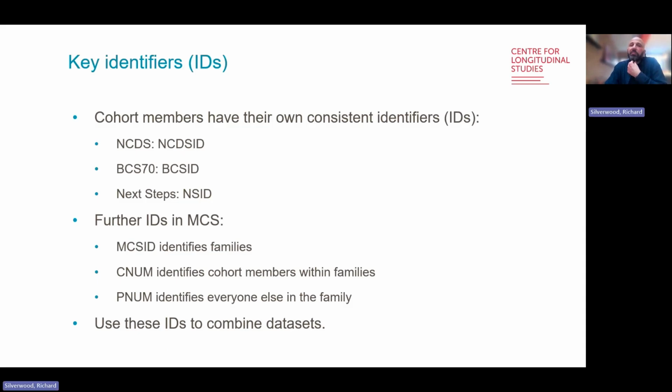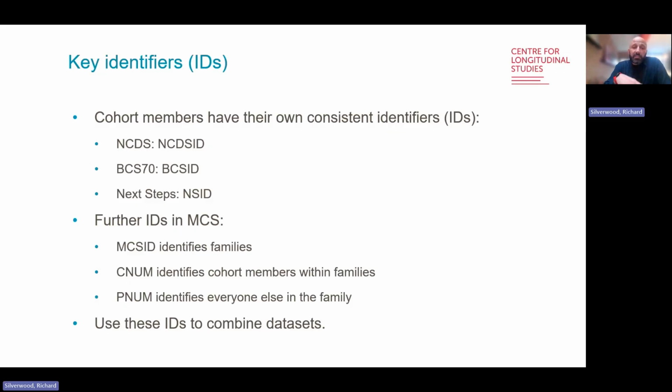Cohort members have their own consistent identifiers, which are used across the data sets within the same sweep and across sweeps. So in NCDS, BCS 70, Next Steps, there's just one identifier for each cohort member. In MCS, it's slightly more complicated, as the standard identifier, MCS ID, identifies the families, and there's additional identifiers that are required to identify the cohort members within the family and anyone else, the other family members.